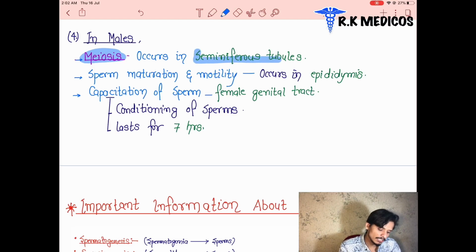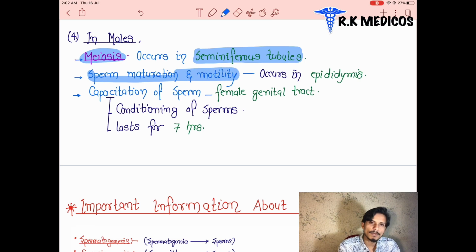And the sperm maturation, is that where it happens, in the testis? No. The sperm maturation and motility is performed inside the epididymis, the caudal part of the epididymis. There are several parts: caput, corpus.